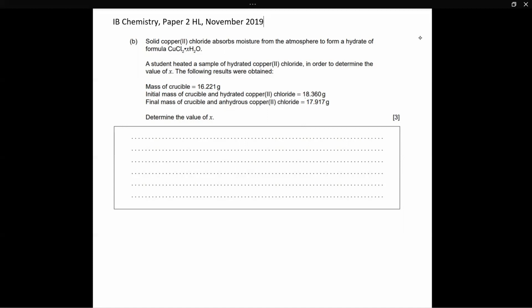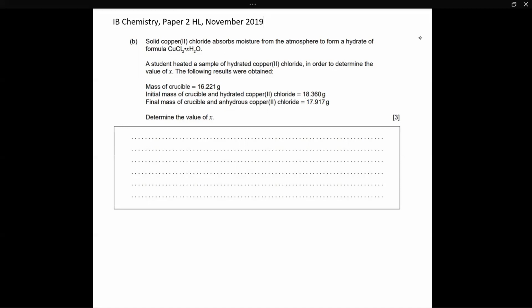And we've been given some experimental data over here. We've been told the mass of the crucible. We've been given the initial mass of the crucible and hydrated copper 2 chloride, and the final mass of the crucible and the anhydrous copper 2 chloride. Now, the first thing I want us to do is find out the exact mass of the hydrated copper 2 chloride and the exact mass of the anhydrous copper 2 chloride. And we can do that by just removing the mass of the crucible.